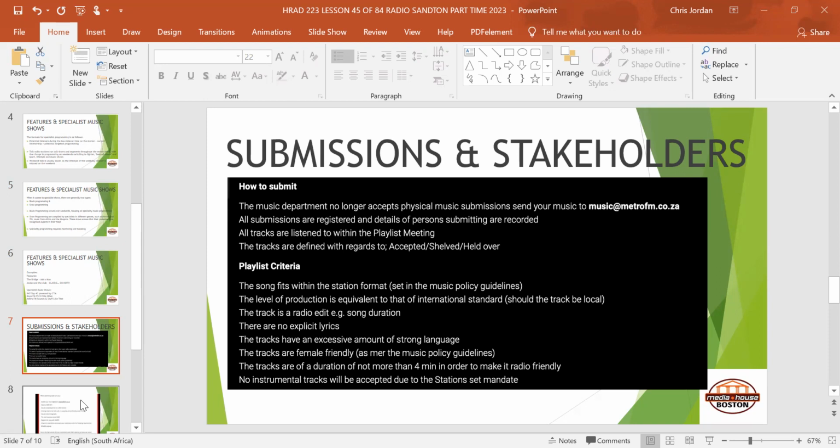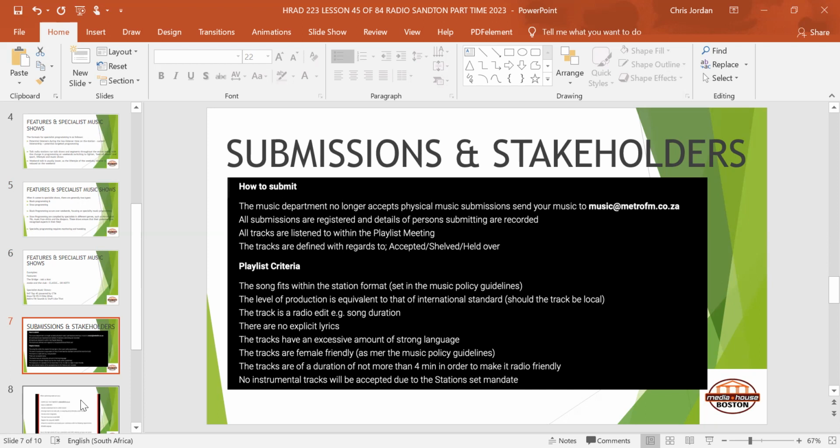Let's have a look at some of the criteria and how to submit. For example, in this situation it is Metro, right? So music at metrofm.co.za, right? You can't just go in there with a CD or whatever it is. It's a lot of physical paperwork that people don't want. It becomes a bit messy.